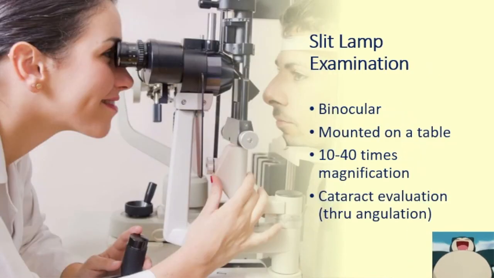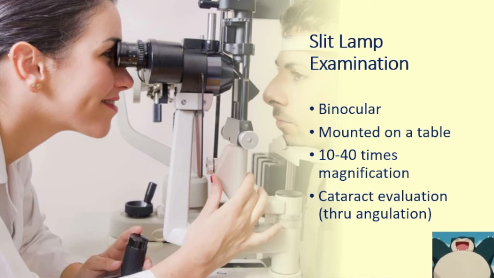Then we have your slit lamp examination. Slit lamp examination is done using binoculars, which are mounted on a table, and this would allow for 10 to 40 times magnification. Okay, this is done to evaluate your cataract. The previous ophthalmoscopes could also be used to evaluate for your cataract.